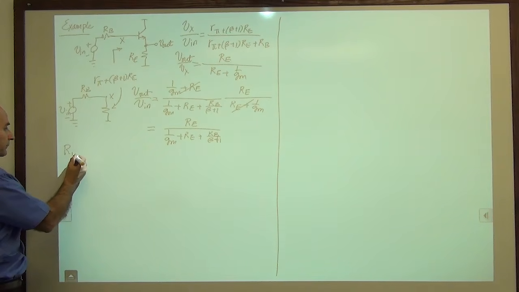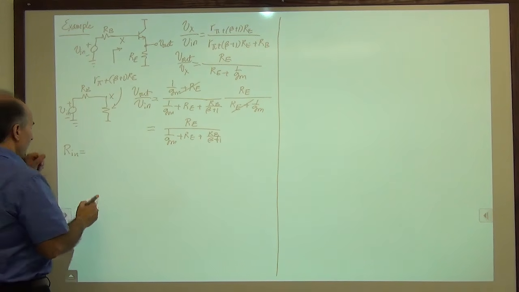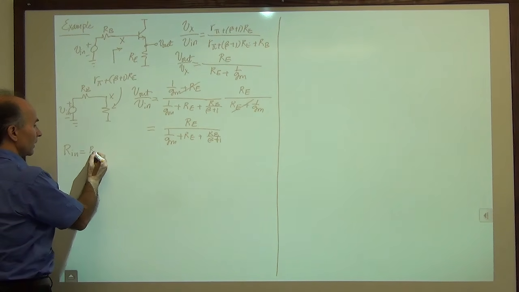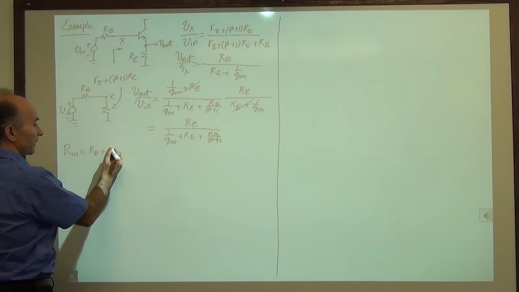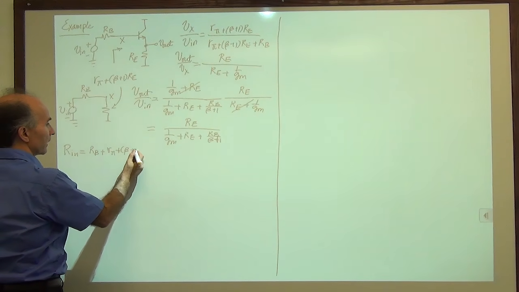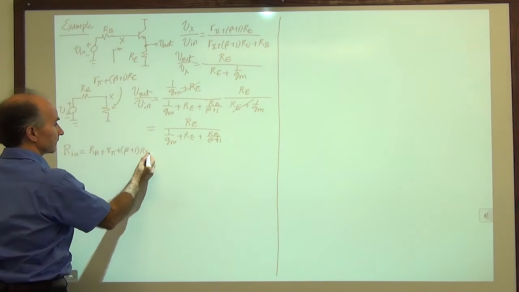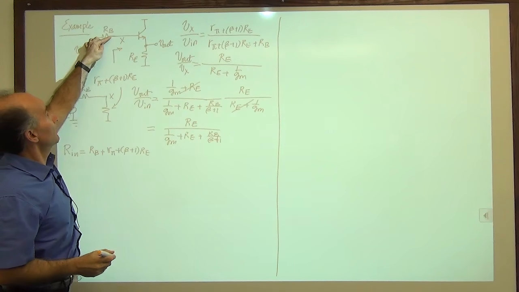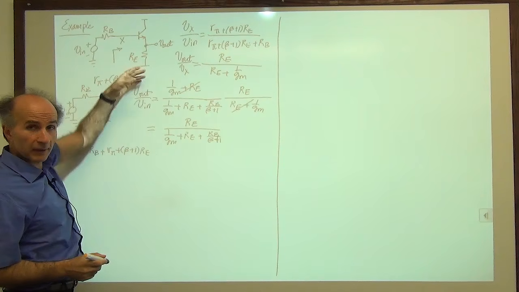R in is equal to Rb plus R pi plus beta plus 1 times Re. Here we have Rb and then we have the rest of the stuff, right? So they add up.